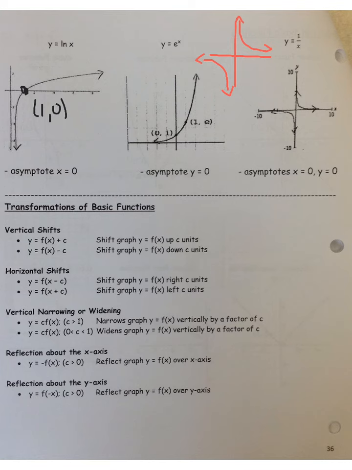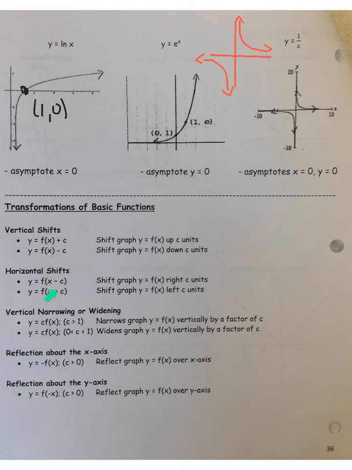All right, so the next thing, and this should be pretty easy for you because I know that we did this last year in Algebra 2, is transformations. A shift is when something moves up, down, left, right. So if you have a number outside of parentheses, that is a shift up or down. If you have a plus sign, it's a shift up. If you have a minus sign, it's a shift down.